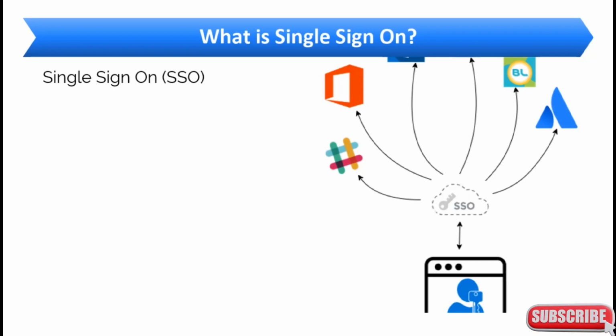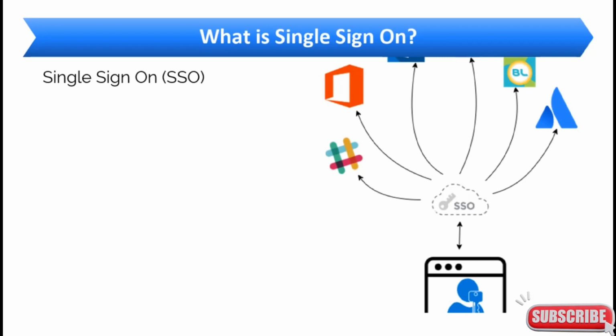So what exactly is single sign-on? Single sign-on is an authentication method that enables users to securely authenticate with multiple applications and websites by using just one set of credentials. Does it click a name in your mind? Oh, you're damn right, Google. Yes, Google is an example. Sign in with Google is an example of single sign-on.